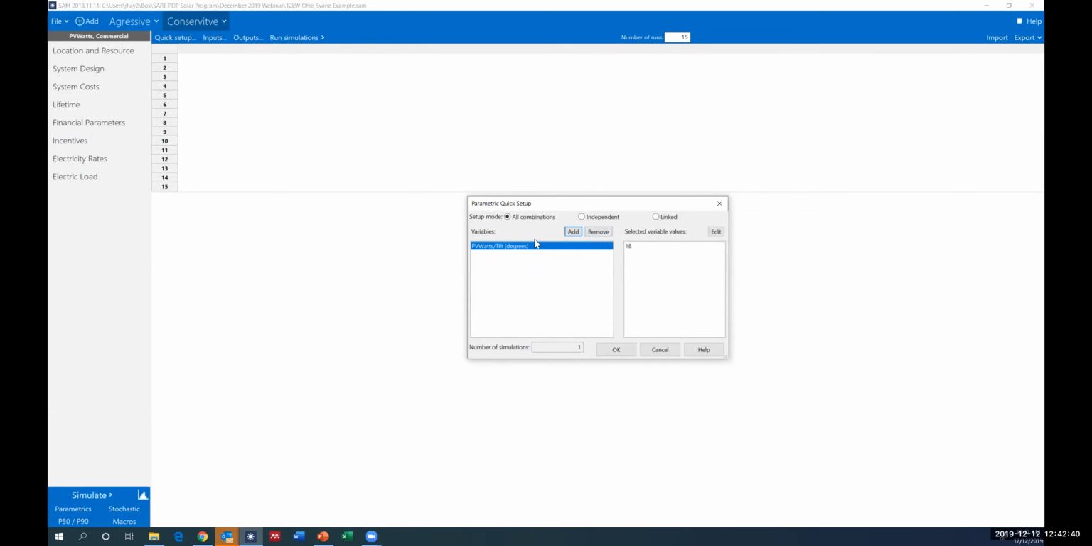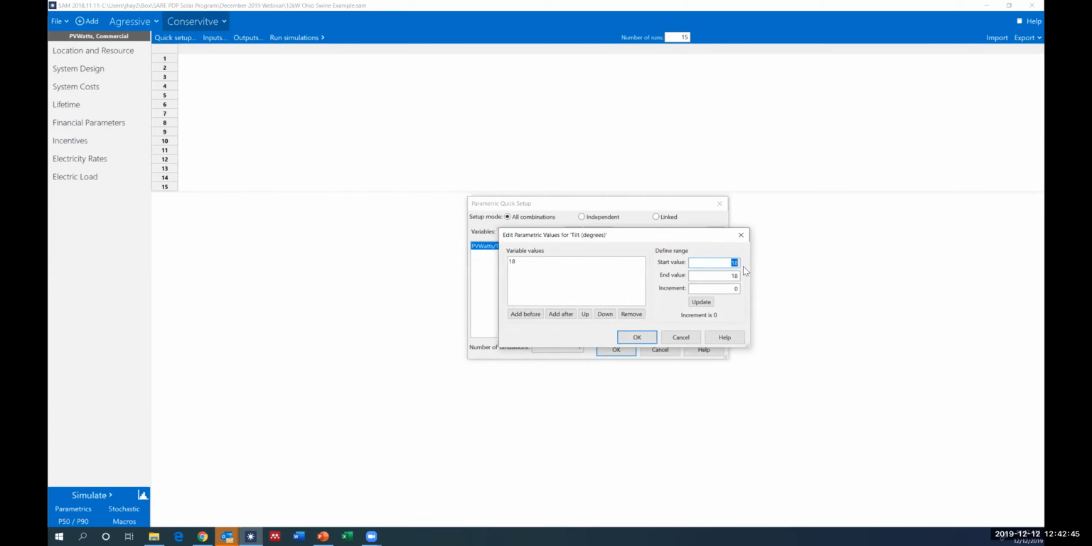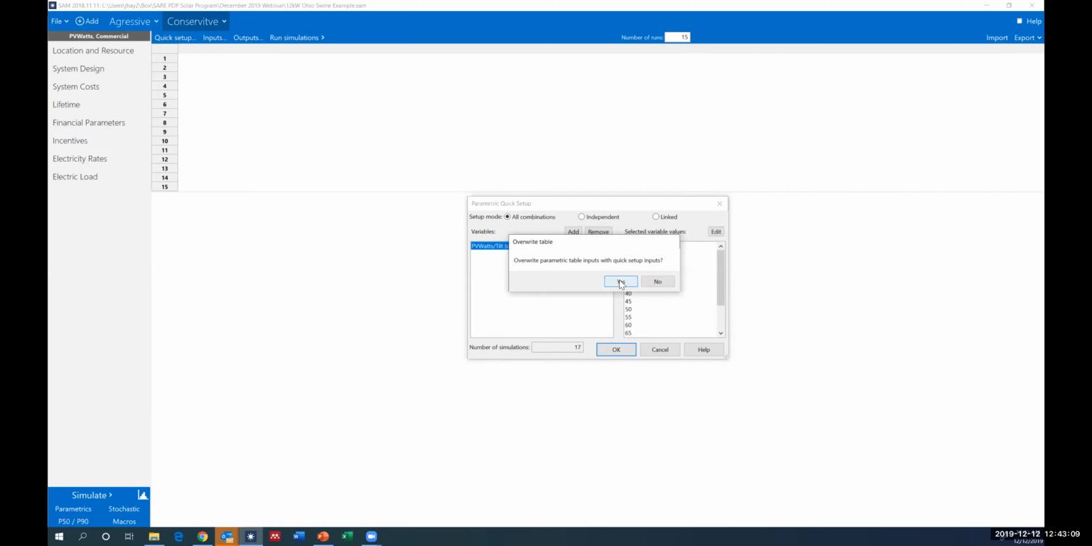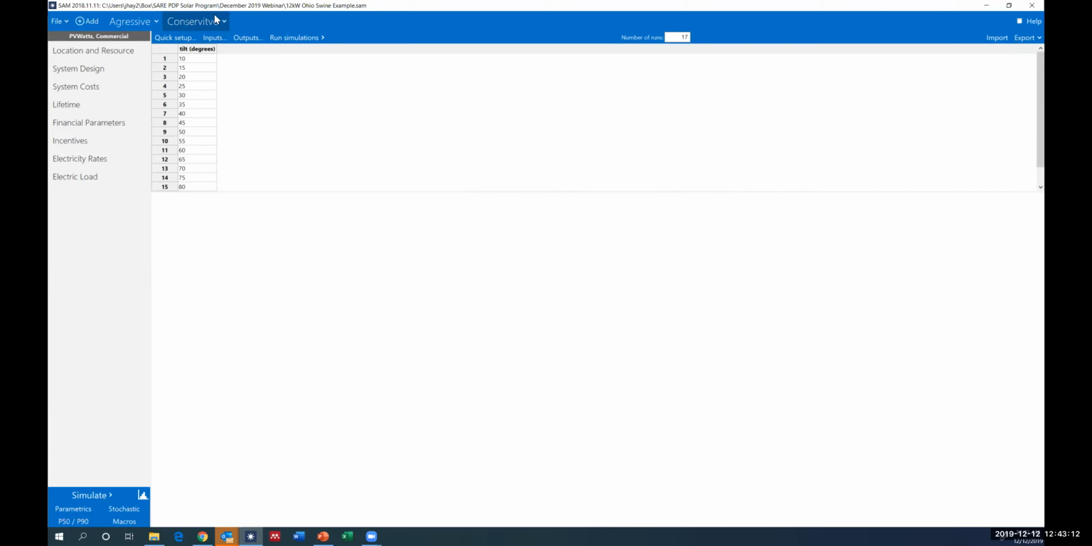And now on tilt, we're going to analyze it across a tilt angle from, let's say, 10 degrees to 90 degrees in 5-degree increments. And it's going to now run our different scenarios here. So 10 degrees would be fairly flat, 90 degrees is almost straight up, and we're going to run those. And it's going to input our different ones in here, and then we can select what output.